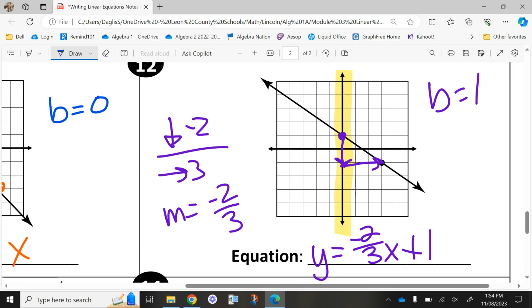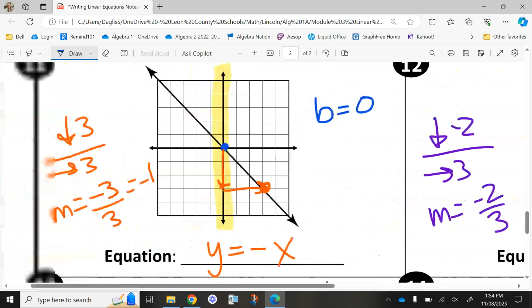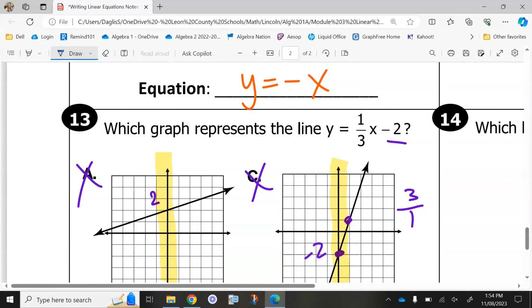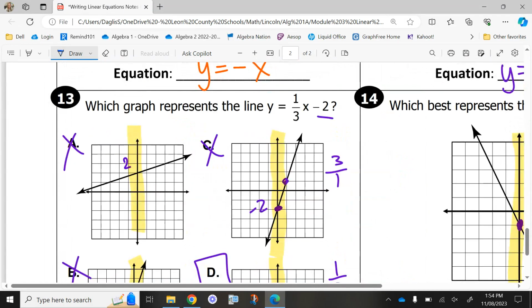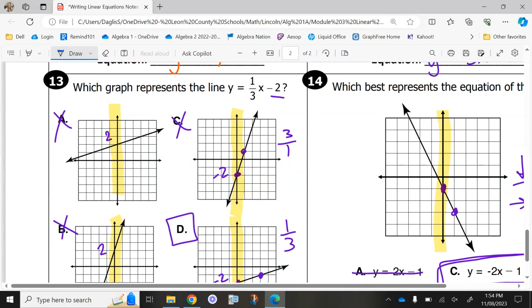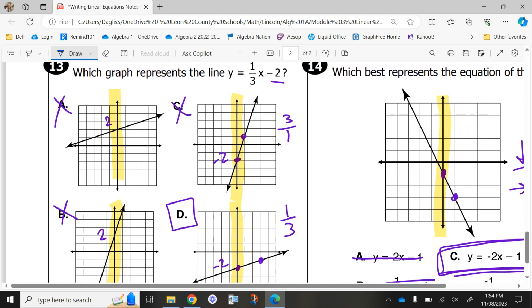All right, our last two examples on our notes were multiple choice. So I'm going to talk through how we were able to eliminate some answers and how we got to what the correct answer choice was. So number 13, which graph represents the line y equals 1/3 x minus 2? So the first thing we did is we checked out which lines cross the y-axis at negative 2. So if I'm looking, A and B are both crossing at positive 2. So those were the first answer choices that we eliminated.